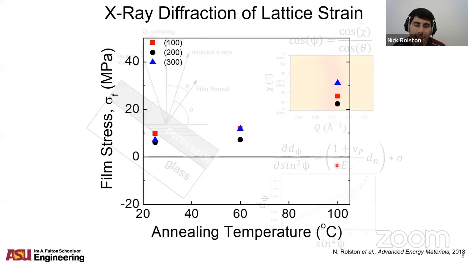And from that, you can calculate a stress. And so we've done that, and we confirm the same trends. This time we were on glass instead of on silicon. So with a slightly higher thermal expansion coefficient, the magnitude of the stresses are reduced.